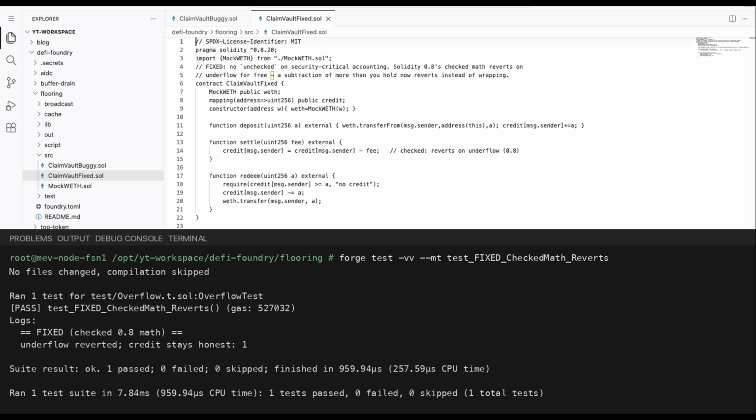Same attacker, same settle with a fee of 2, fixed vault. This time 1 minus 2 reverts, arithmetic underflow. The attacker's credit stays an honest 1, and the vault keeps its full balance. The attack is over before it starts.